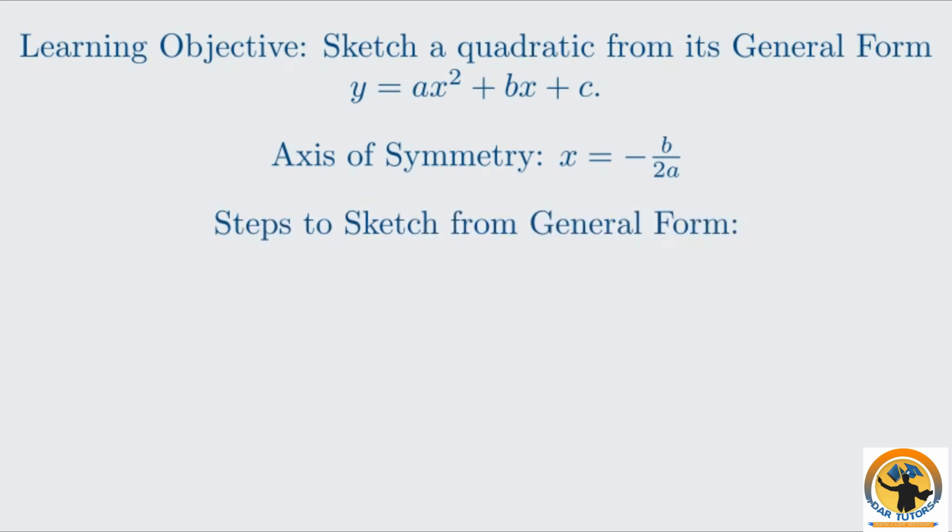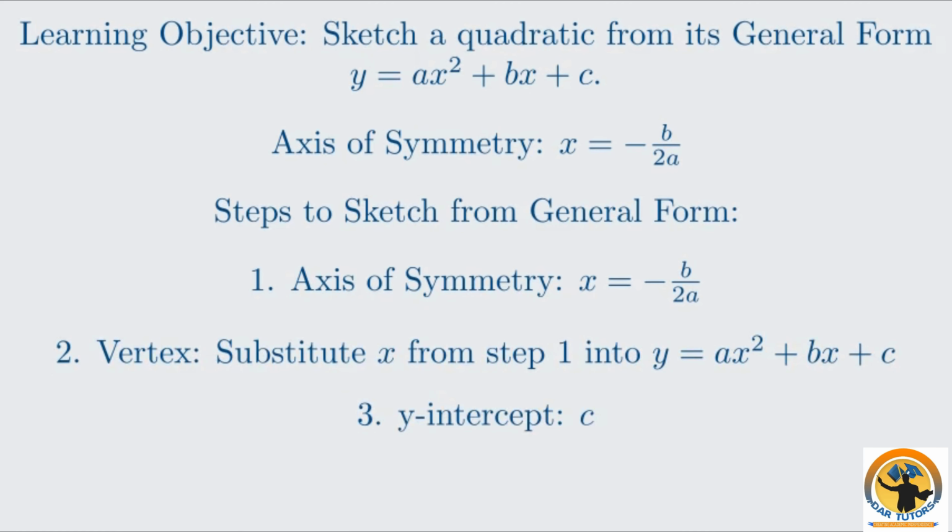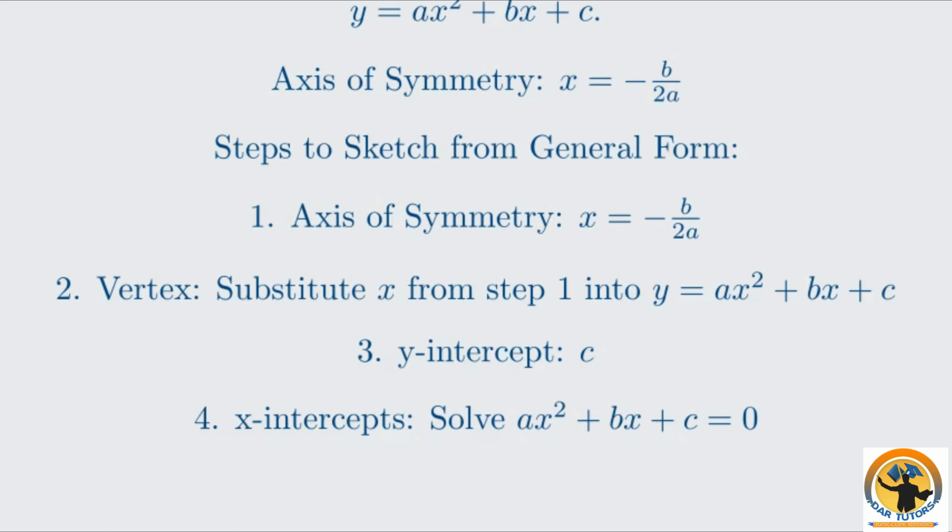Let's summarize the steps. First, find the axis of symmetry using x equals negative b over 2a. Second, substitute this x value into the function to find the y-coordinate of the vertex. Third, state the y-intercept, which is just the constant c. Fourth, find the x-intercepts by solving the quadratic equation x squared plus bx plus c equals 0. You can factor or use the quadratic formula. Finally, use all this information to sketch the graph.